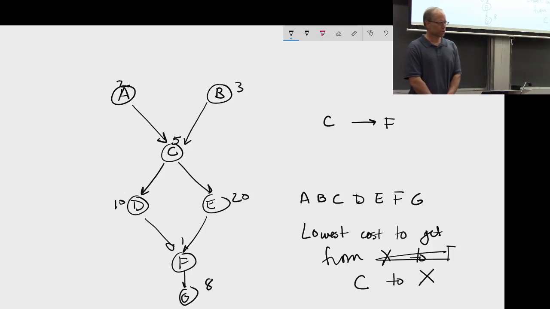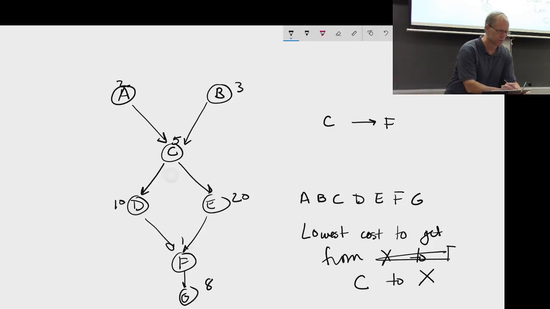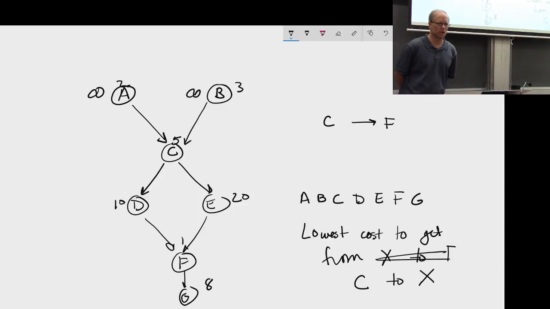Okay? So what's the cheapest cost of getting from C to a source node? Right? Unless C is the source node, it's infinite. You can't get from any vertex to a source unless that vertex is the source. So the cost of these are infinite. Now, no matter where C is, what's the cost of getting from it to C? From C to it. 0.